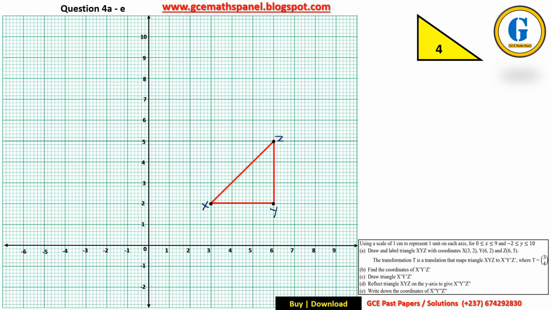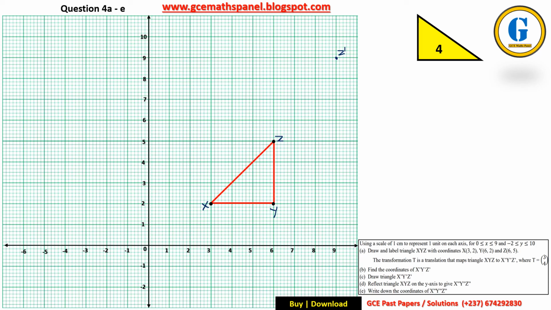That's the instruction. Now they say this translation T maps triangle XYZ to X prime Y prime Z prime, where T is a translation 3, 4. This 3, 4 means it has to move along the x-axis 3 units to the right and upwards by 4 units. So with a point like this, it has to move 3 units to the right, 1, 2, 3, and 4 units above, 1, 2, 3, 4. So we expect Z prime to be here. This is our Z prime.